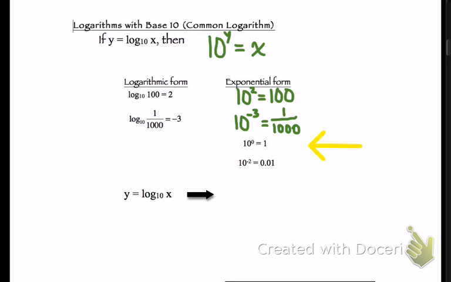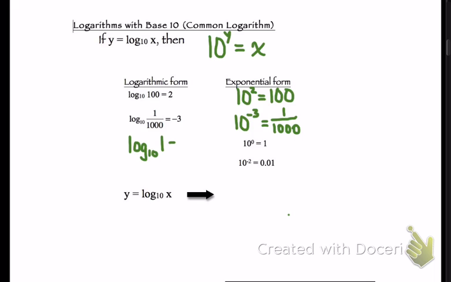So what if I gave you 10 to the 0 power equals 1, right? I know 10 to the 0 power is 1. How the heck do I write that as a log? So here's what I'm thinking. I could write the log. I know it's got to be in base 10.